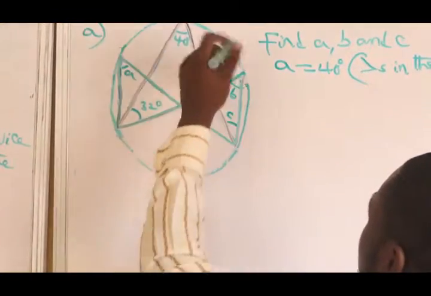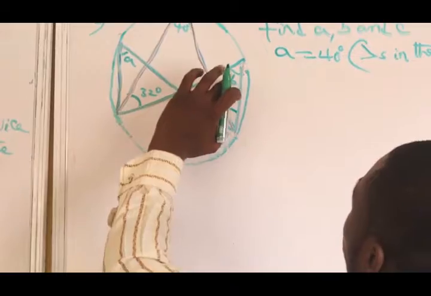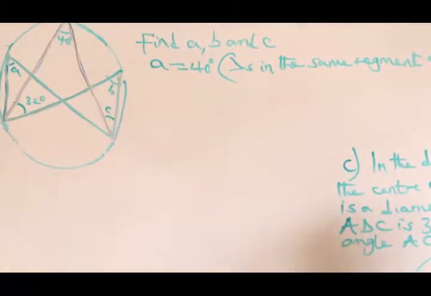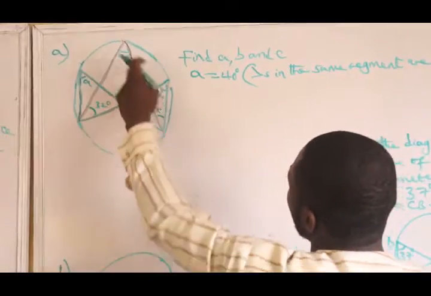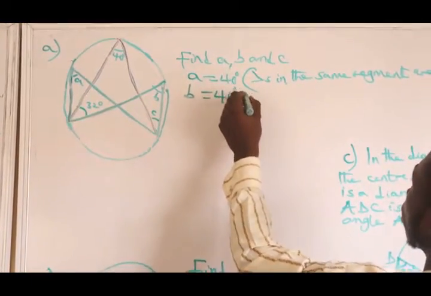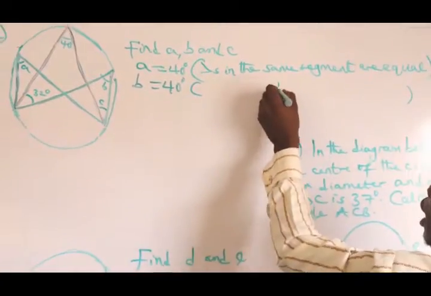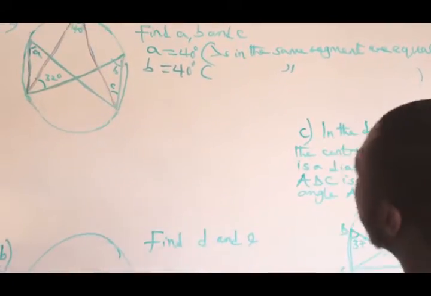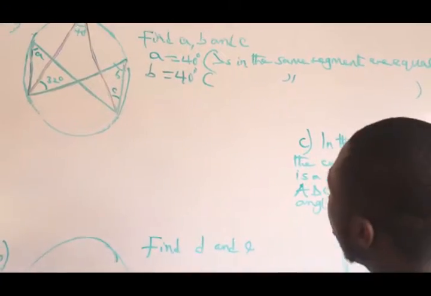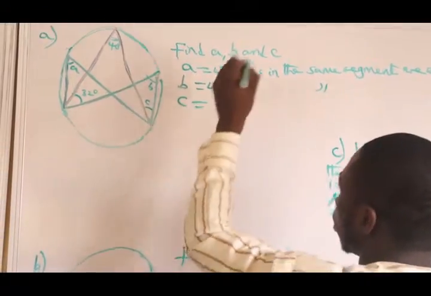Can you see the two connecting? Look at the two. It also belongs to what? This 40. So whichever one you want to use, you are good to go. Let me use B equals 40 degrees. You will now give the same reason, telling them that angles in the same segment are equal.